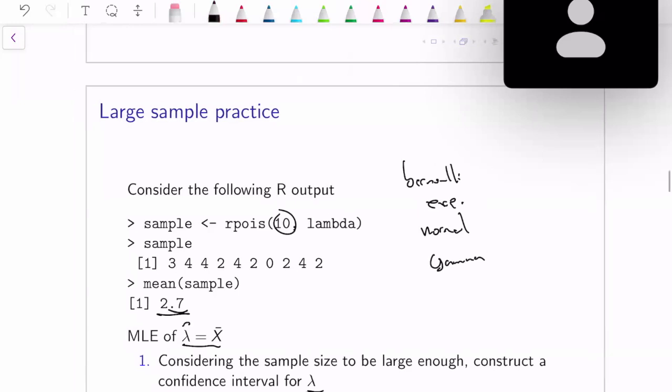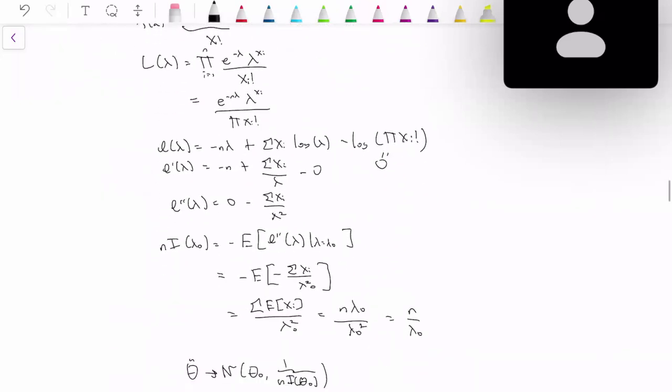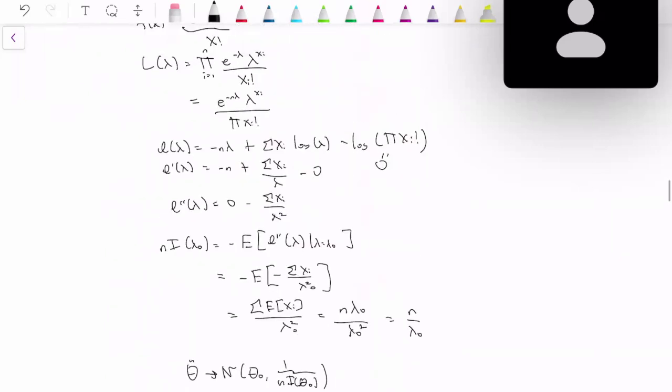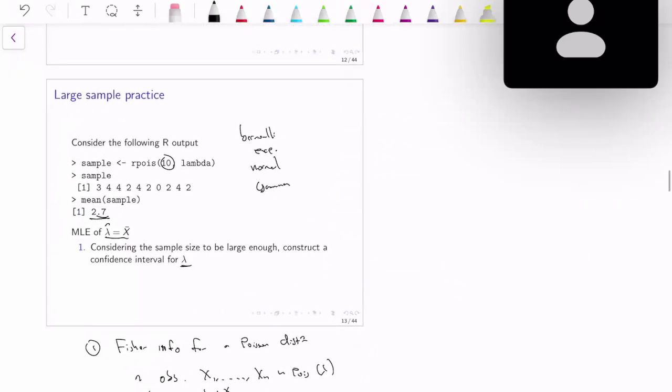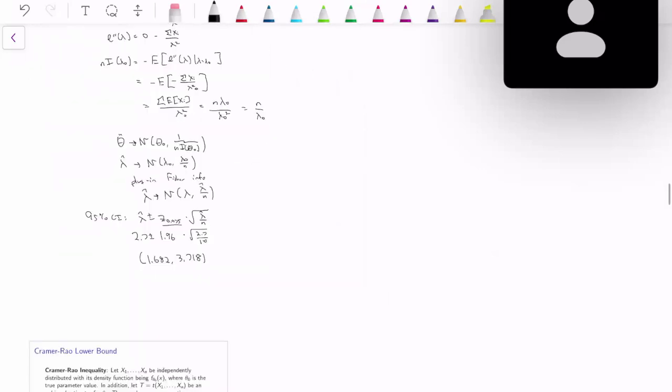take the mean of the sample, and then go through and calculate the Fisher information, construct the confidence intervals, and once you feel comfortable with that, you'll probably be able to execute on the exam. You'll probably be able to do it on the exam given some arbitrary distribution that he gives. So I think that's all I have for the large sample.